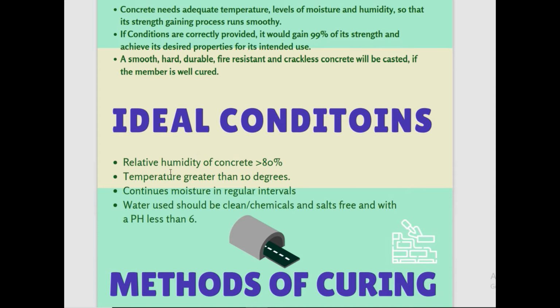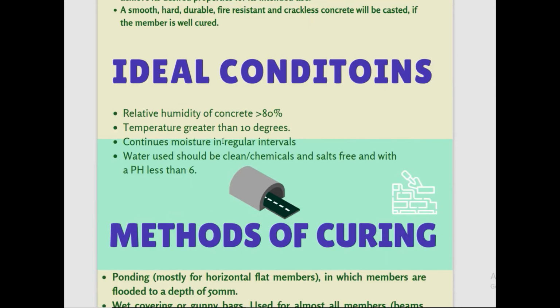Moving on, it says what are the ideal conditions? The relative humidity of concrete should be kept more than 80%. Temperature should be kept more than 10 degrees, and continuous moisture should be provided at regular intervals, and the water used for curing should be clean from chemicals such as chlorides or sulfates, and it should be clean from salts, and its pH should be less than 6. So it means it shouldn't be acidic at all.